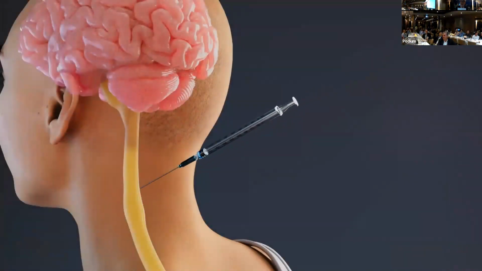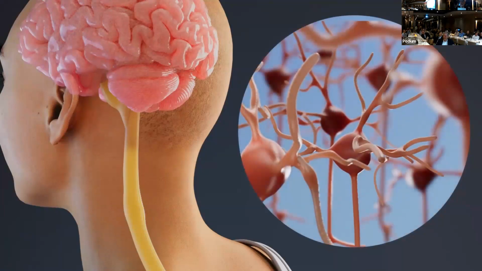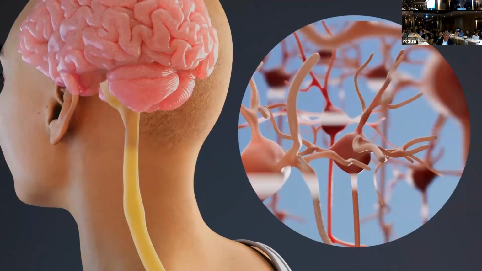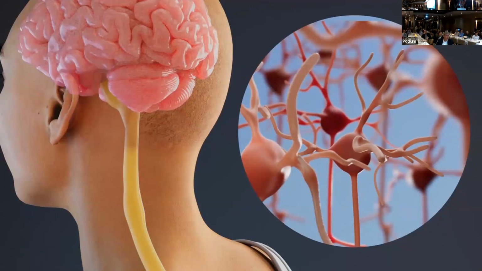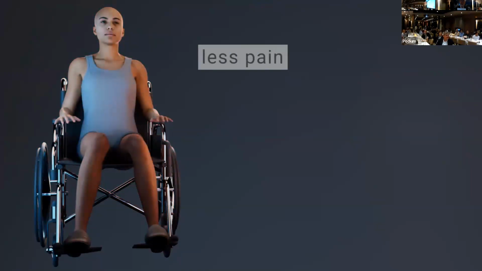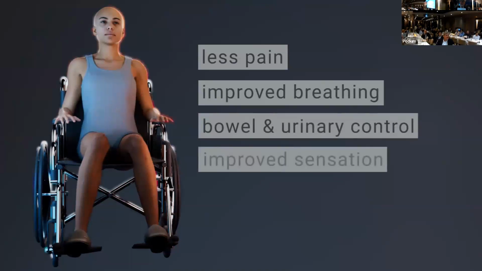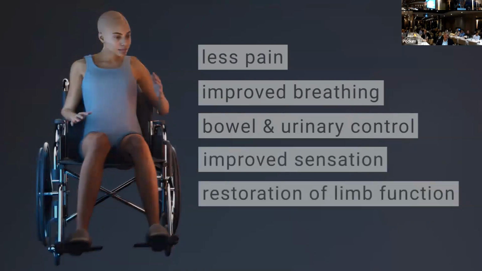When these cells are injected near the perilesional scar, they encourage the growth of new neurons. As the neurons mature and grow in number, they replenish the injured area. The hope is that coupled with targeted rehabilitation, these new neurons will form connections with existing circuitry and allow functional recovery of the spinal cord. Engineered neural stem cells are a promising solution to spinal cord injury. With this therapy, people with spinal cord injuries can expect to have less pain, improved respiratory function, better bowel and urinary control, improved sensation, and restoration of limb function.